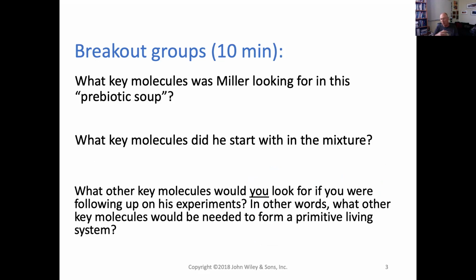And knowing what he found, if you wanted to take the experiment further, if you wanted to say, all right, what would we really need for a living system to evolve? What other molecules would you look for in that prebiotic soup that could have led to the first living systems evolving? All right.